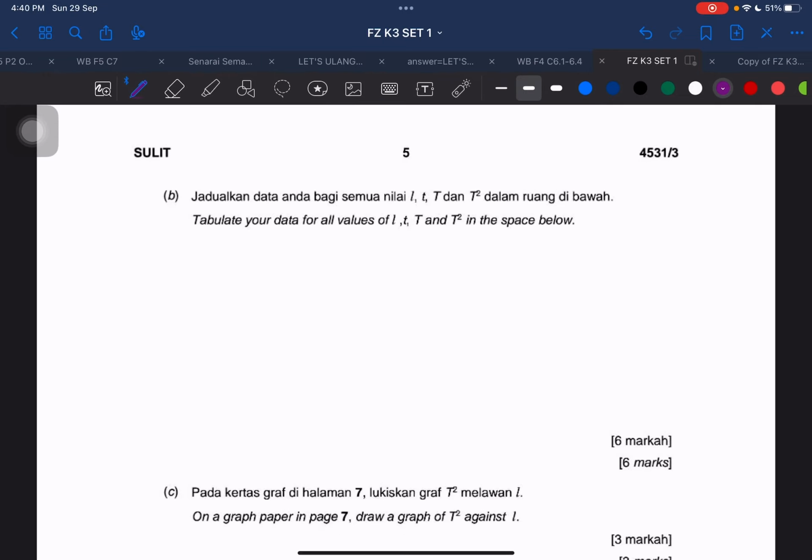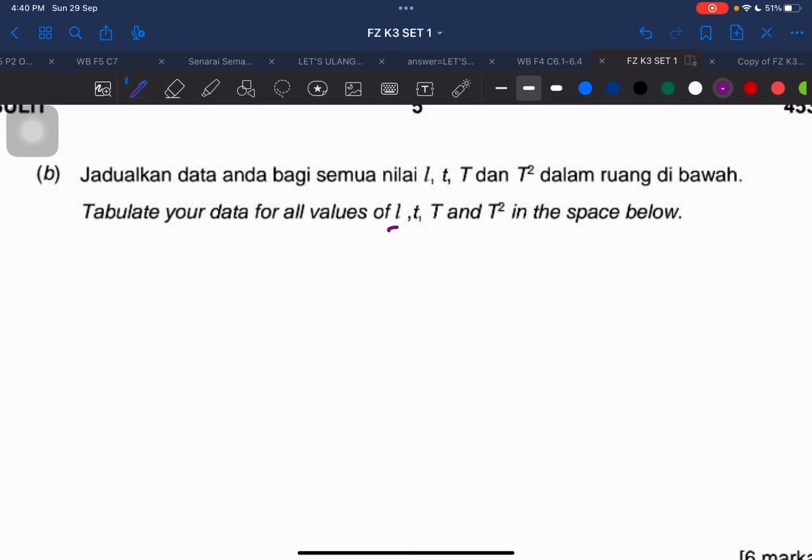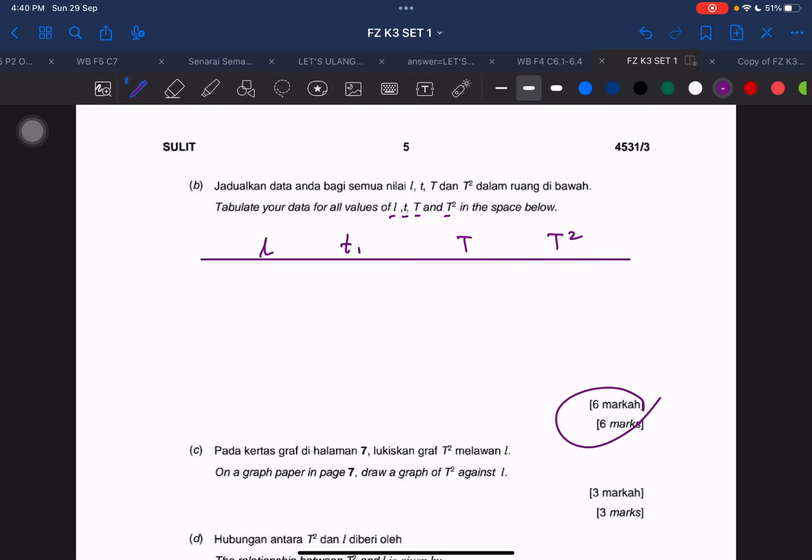Tabulate your data for the values of L, T, and T square. You see here we have 1, 2, 3, 4, which means you need 4 columns. So make sure you draw your table. If you just write L, T, T square, there will be no mark given for you. You lose this 6 marks. So make sure you draw your table, like this.